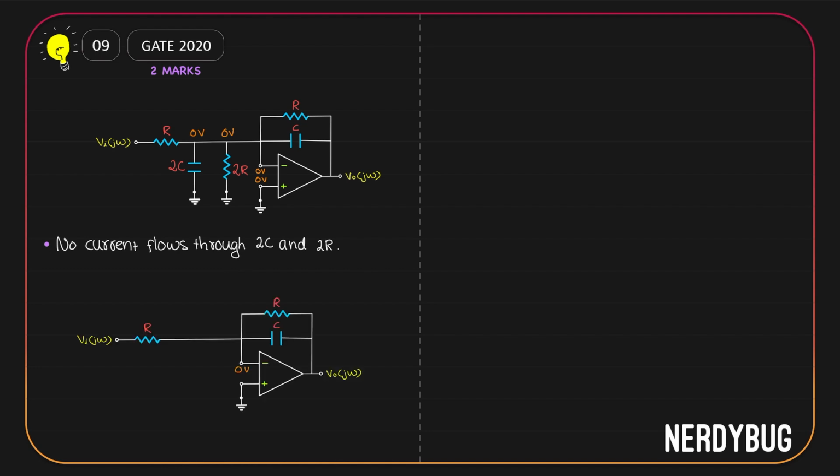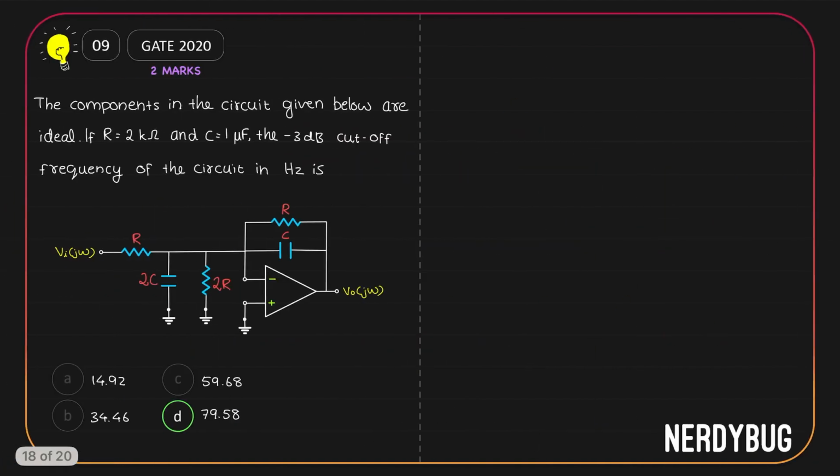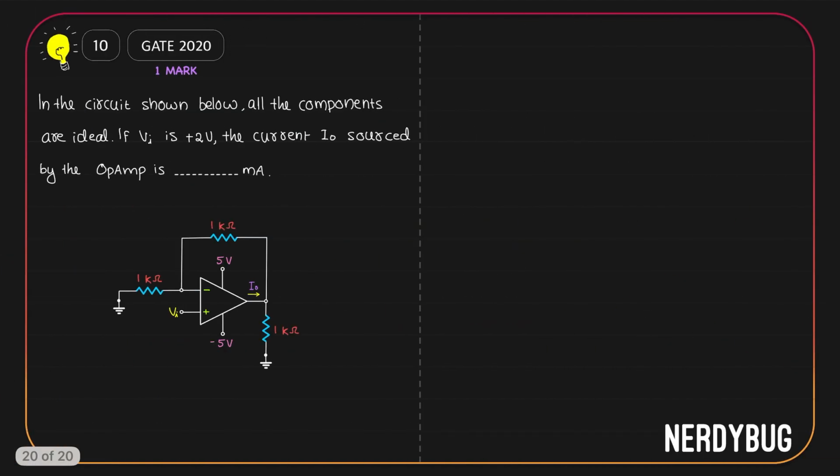Now, the question is to find the 3 dB cutoff frequency. Who is providing the cutoff frequency? The RC circuit we have over here. So the 3 dB cutoff frequency will be 1 by 2 pi RC. Values of R and C are given. R is 2 kilo ohm, C is 1 microfarad. If we give the values, we get the 3 dB frequency is 79.58 Hz. Option D is correct.